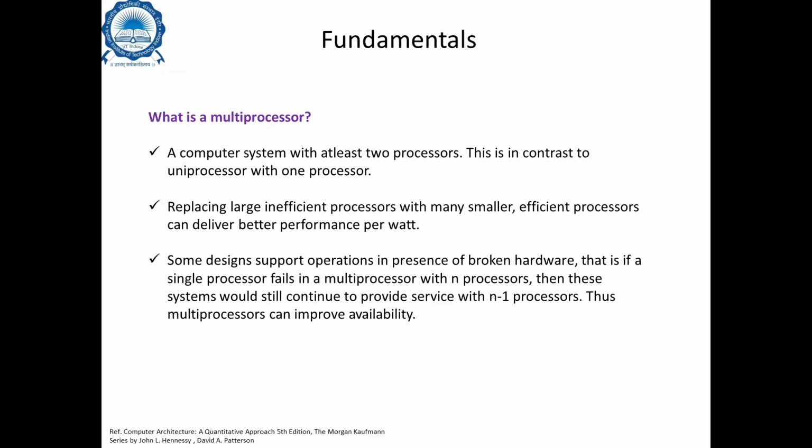So what is a multiprocessor? It's a computer system with at least two processors, in contrast to the uniprocessor which has just one processor. Why is it important? It is important because we would like to replace large inefficient processors with many smaller efficient processors that can deliver better performance per watt. Watt here signifies the unit of power, so we would like better performance per wattage expended.